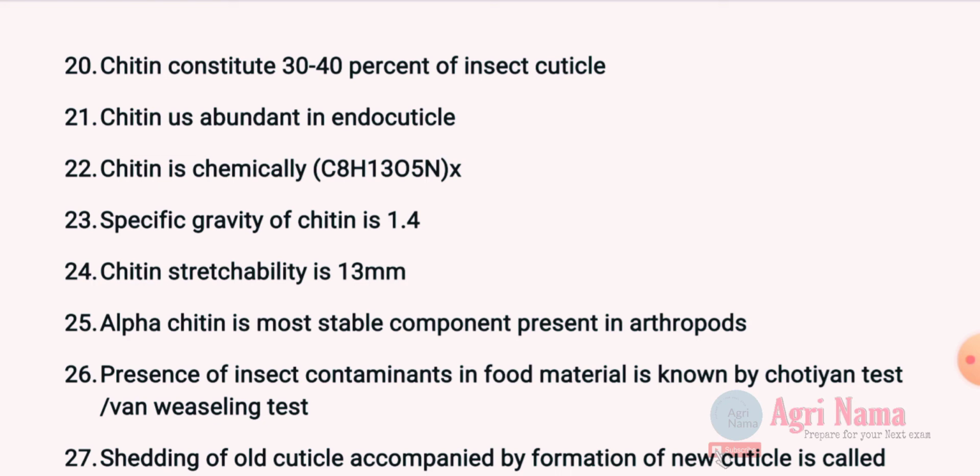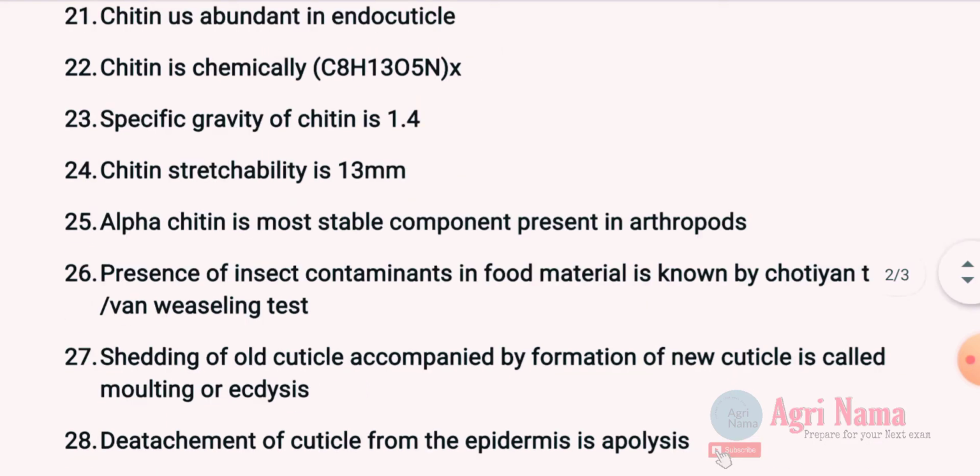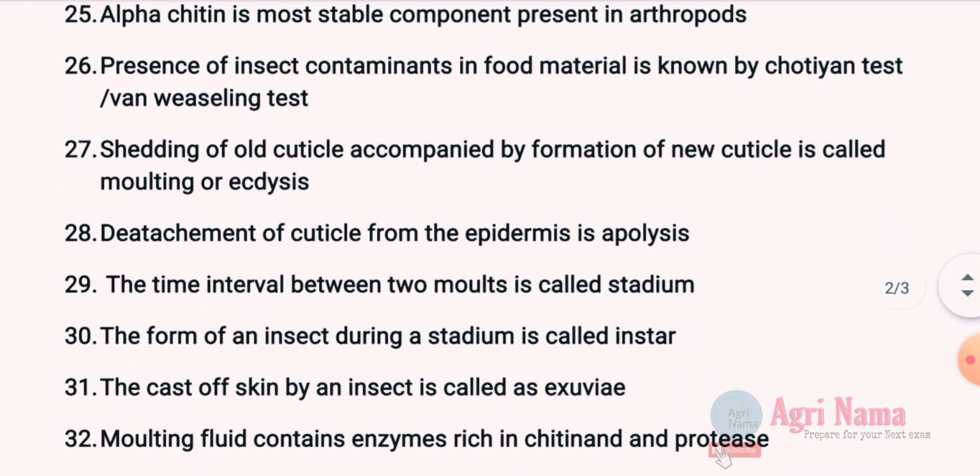Specific gravity of chitin is 1.4. Chitin stretchability is 13 mm. Alpha chitin is the most stable component present in arthropods. So alpha chitin is the most stable component present in arthropods. 26. Presence of insect contaminants in food material is known as the Chottian test or Van Wesseling test.